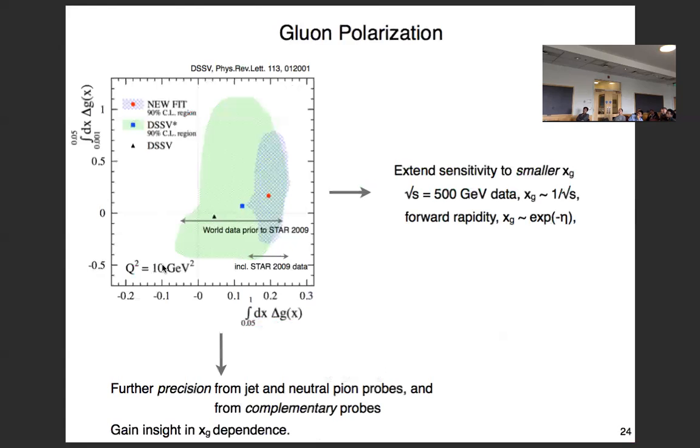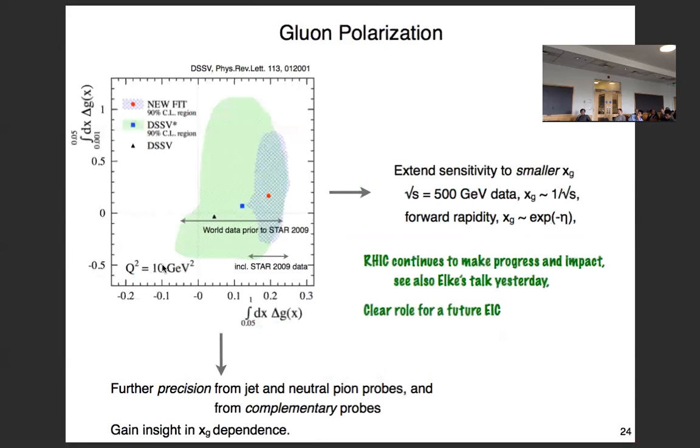You do that by continued measurement. You would certainly, if you see that the extrapolations are this fast, aim to get insight into an x dependence here. You do that by correlation measurements in the end. Those go over complementary probes like di-jets. Now, RHIC continues to make progress on both of these. Elke covered a fair part of this also yesterday. But at the same time, it's clear that you will need an EIC, certainly if you want to go for x values below 10 to the minus 3 in any sensitive way or form.